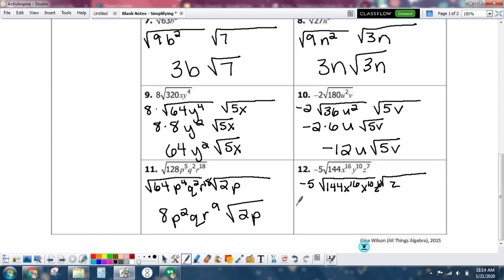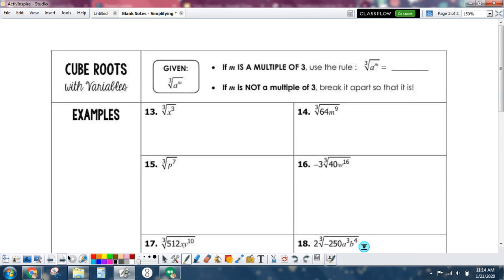So 144, the square root of that is 12. 16 divided by 2 is 8. 10 divided by 2, that's a y, sorry, is 5. And 6 divided by 2 is 3. Square roots of z. Negative 5 times 12 is negative 60. X to the 8th, y to the 5th, z to the 3rd. Square roots of z.